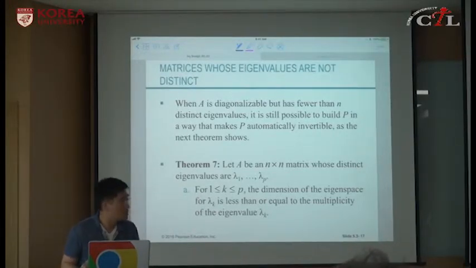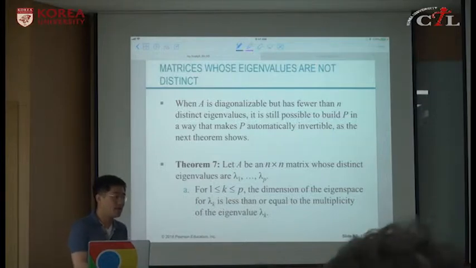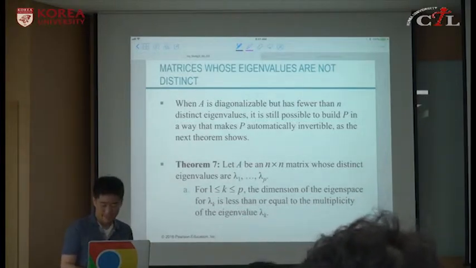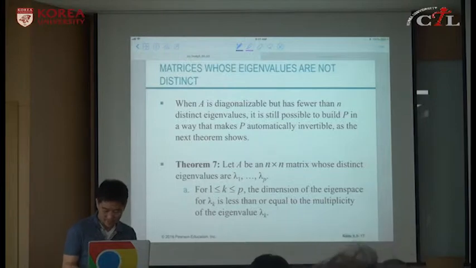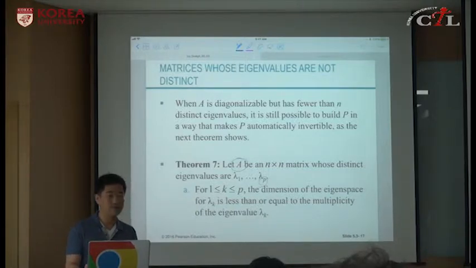Okay, and then this Theorem 7 is the last part of this big eigenvector and eigenvalue chapter, but this is what we already studied. Suppose your matrix A, which is a square matrix, has p distinct eigenvalues, and of course this p is less than or equal to n, right? And why is it so? We think of the number of distinct eigenvalues as p, and that is always less than or equal to n.